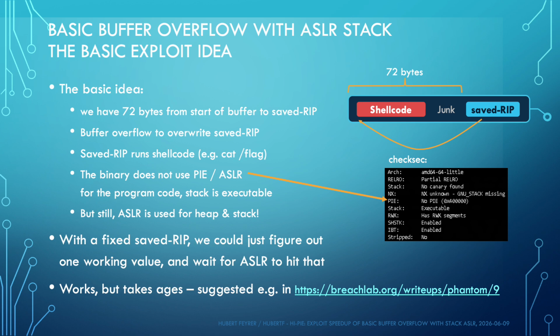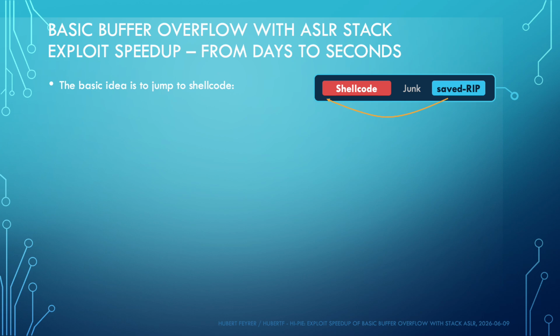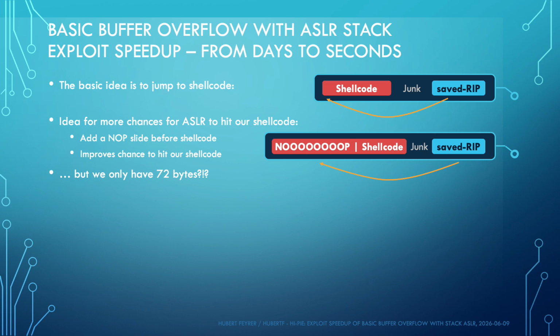So let's start from this basic idea of having a shellcode and a fixed value for the saved RIP, which takes many tries until we have the right ASLR values to really hit our shellcode. The key trick for getting more chances for ASLR to hit our shellcode is adding a NOP slide. Instead of requiring the return address to hit one exact byte, we place a long slide of NOP instructions in front of the shellcode. Any jump that lands anywhere inside those NOPs will simply slide down into the shellcode, which gives ASLR a much bigger target to hit.